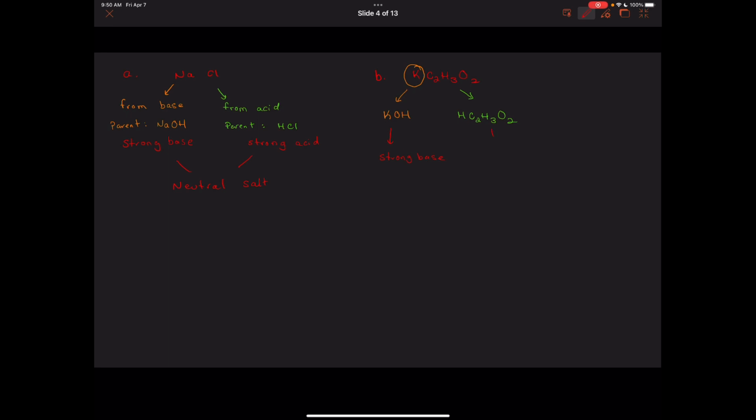The acid is acetic acid. Acetic acid is not one of my 6 strong acids. Remember, the 6 strong are HCl, HBr, HI, HNO3, H2SO4, and HClO4. And if an acid is not one of those 6 strong acids, then it is a weak acid.